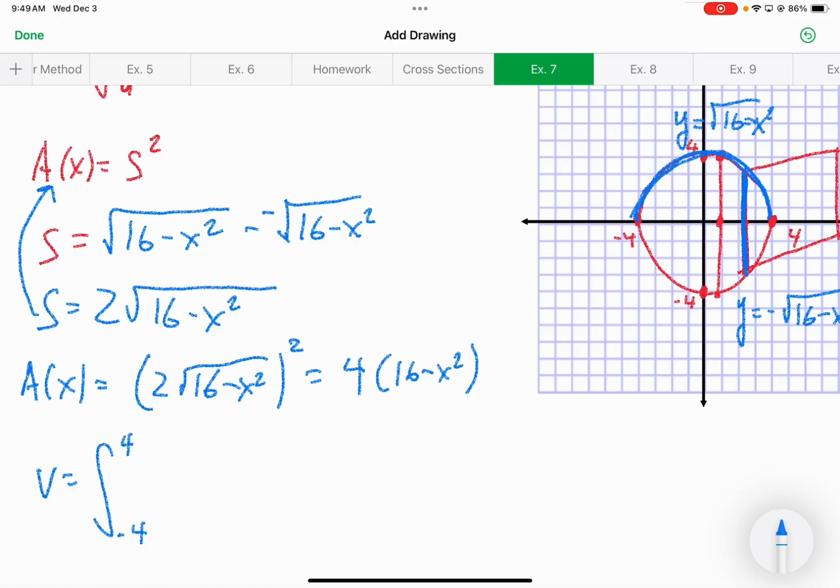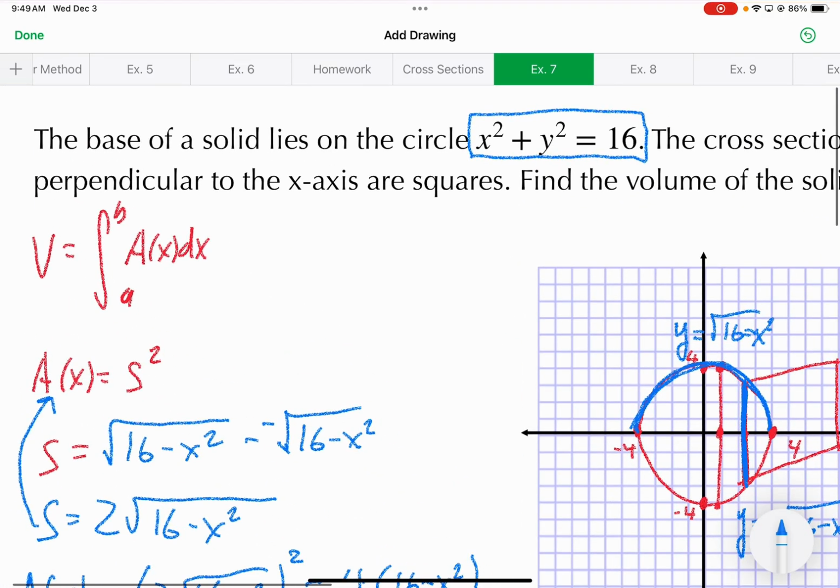Negative 4 to 4. I didn't articulate this, but since our cross sections are taken perpendicular to the x-axis, that tells you which variable we should integrate with respect to. So we're going to do it with respect to x, because it's perpendicular to the x-axis.